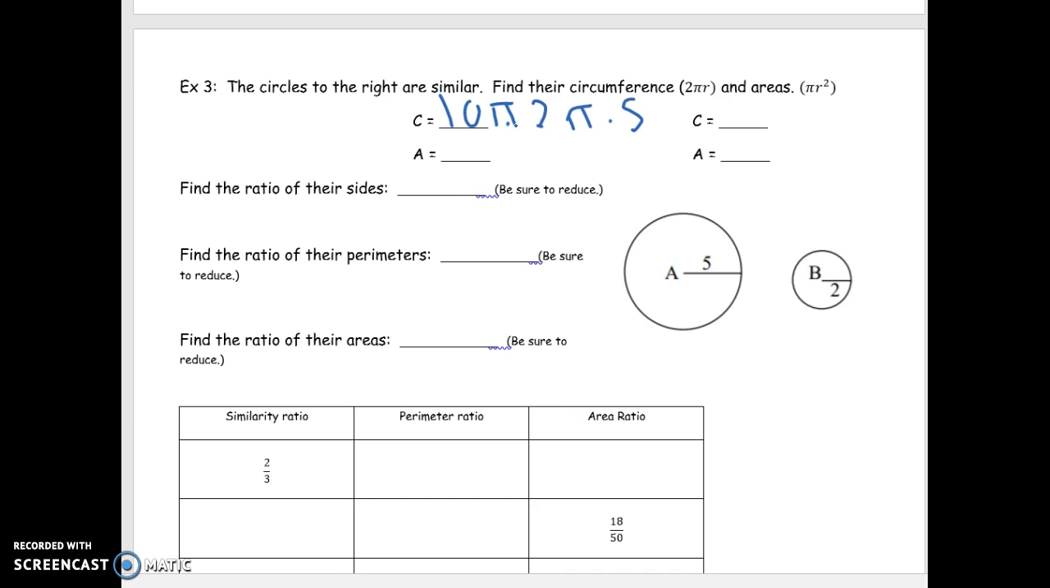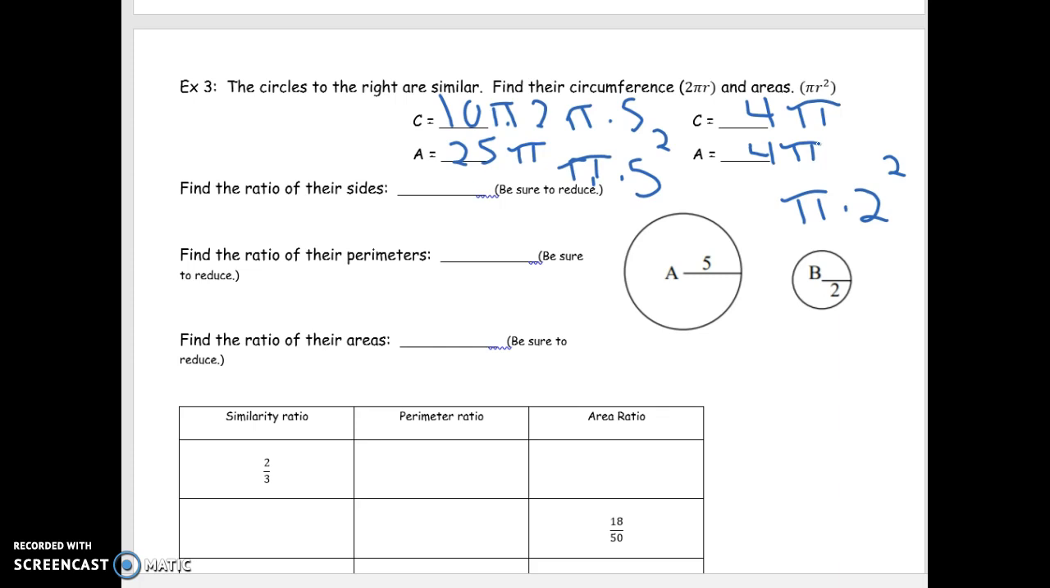The area, if you remember, is pi times my radius squared. When I simplify that, we end up with 25 pi. I'm going to go do the same thing for that smaller one. Again, circumference would be 2 pi times 2. That would be 4 pi. My area would be pi times 2 squared. That ends up giving me 4 pi as well.